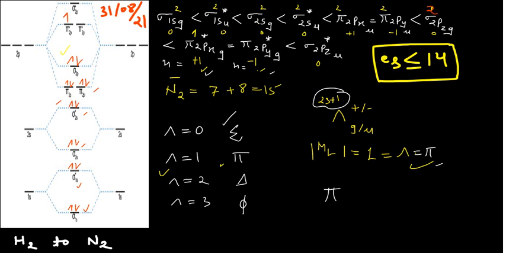Now since this is the pi orbital, there is no need to put the positive and negative sign. Remember that the positive and negative sign is only for the sigma orbital, your sigma type of letter.